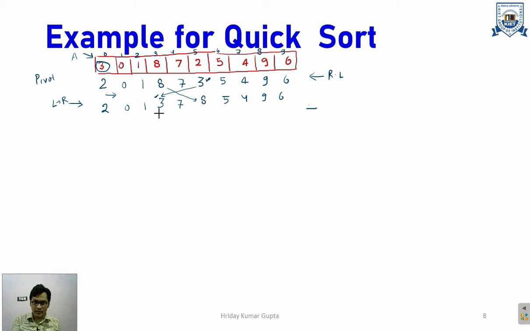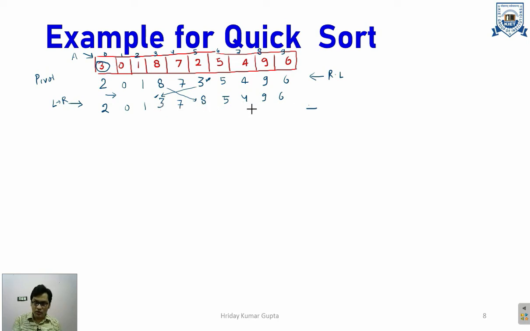Again, right? Now come to this one, 3. Now come right to left. Going right to left, we are going to compare this pivot element one by one in such a way that any smaller element will be exchanged with this element, right? So this is 3, 6.